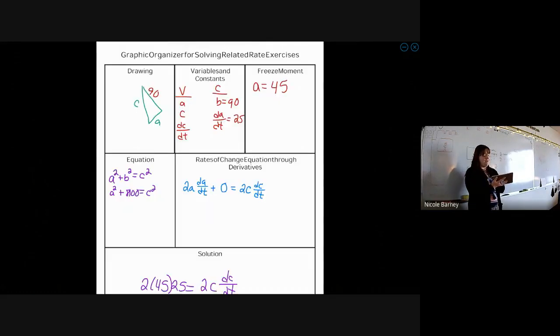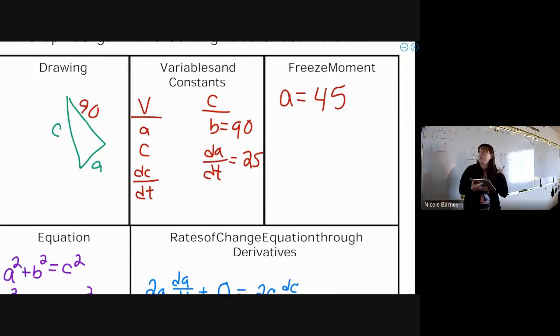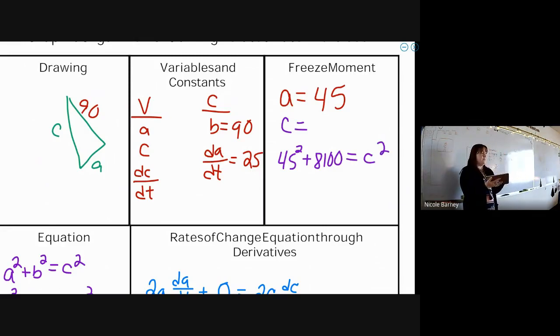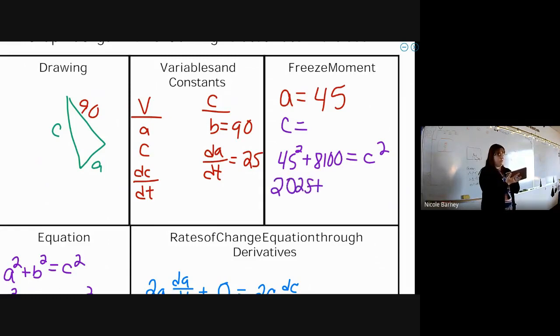At our freeze moment, we know A is 45, and we need what our C is at that freeze moment, right? So we have 45 squared plus 8100, which is B squared, equals C squared. So don't make me do that in my head. What's that on the calculator? 45 squared is 2025. 2025 plus 8100.